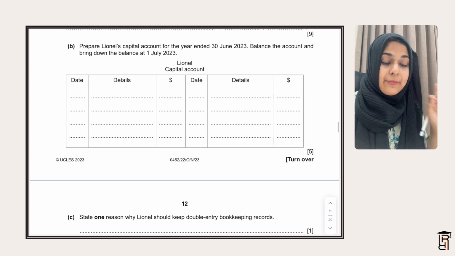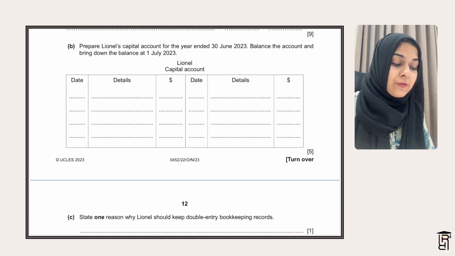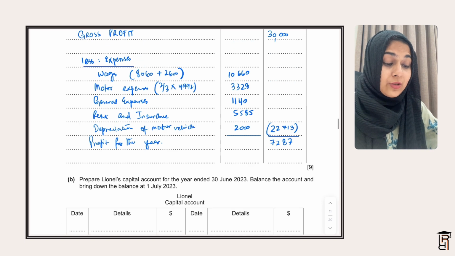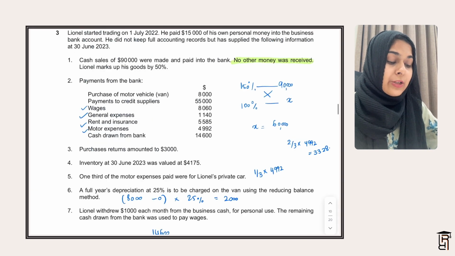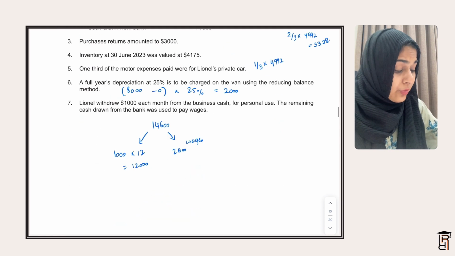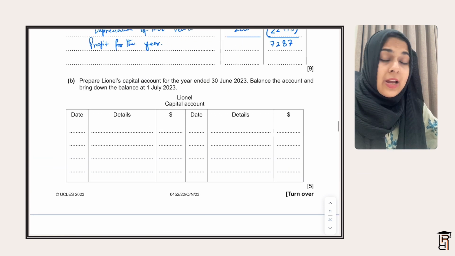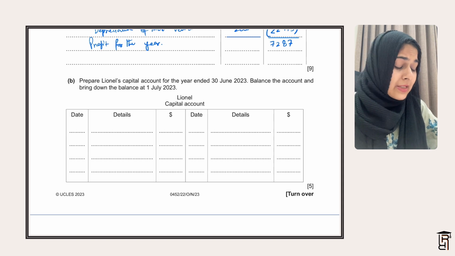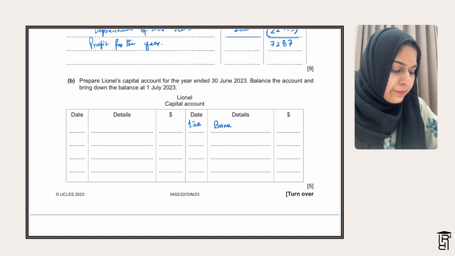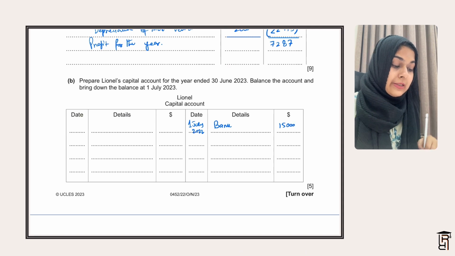Then they are asking you to make a capital account. Prepare Lionel's capital account for the year ended 30th June 2023. Balance the account and bring down the balance at 1st July 2023. The first line says that on 1st July 2022, Lionel paid 15,000 into the business bank account to start his business. You record this on the credit side. Bank will be debited, and in the bank account you write capital in the details. In the capital account, you write bank in the details, 1st July 2022, 15,000.